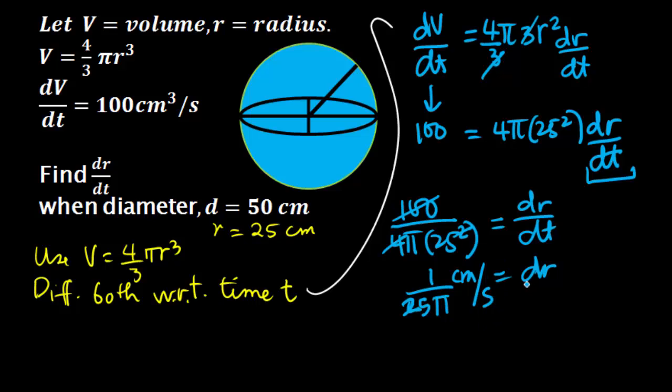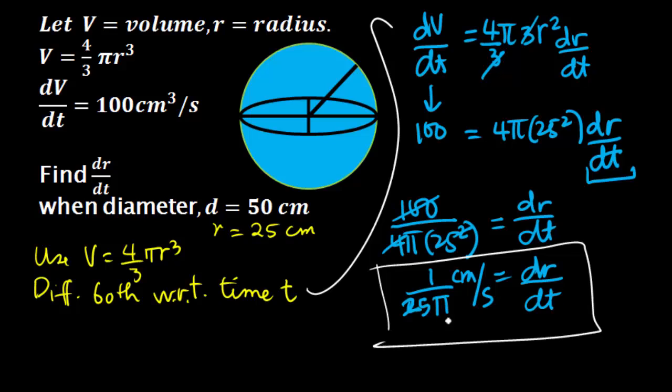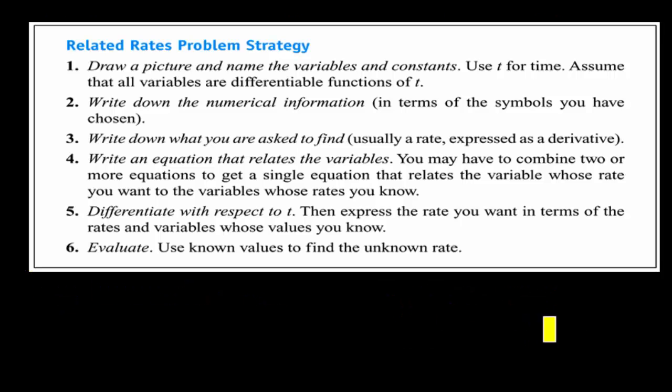So this is now dr by dt, and this solves the problem, and it answers the question of how fast the radius is increasing. And notice that we only substituted after we differentiated. That's the only time we substitute the given, at the instant. That's why this is a very important word. Okay, so let's see what were the steps we did to solve this problem.